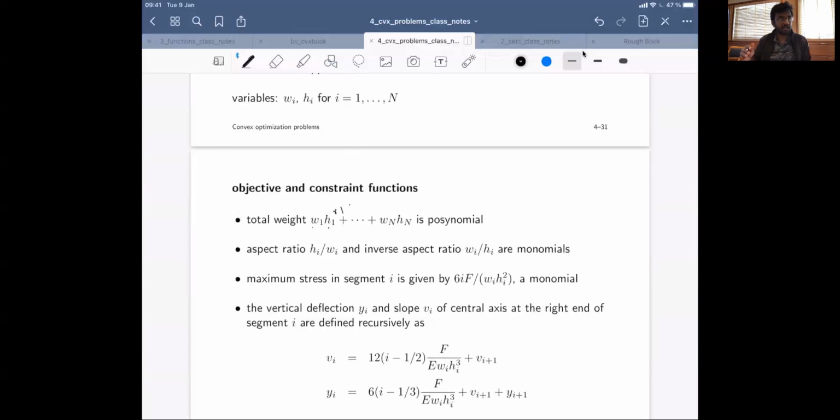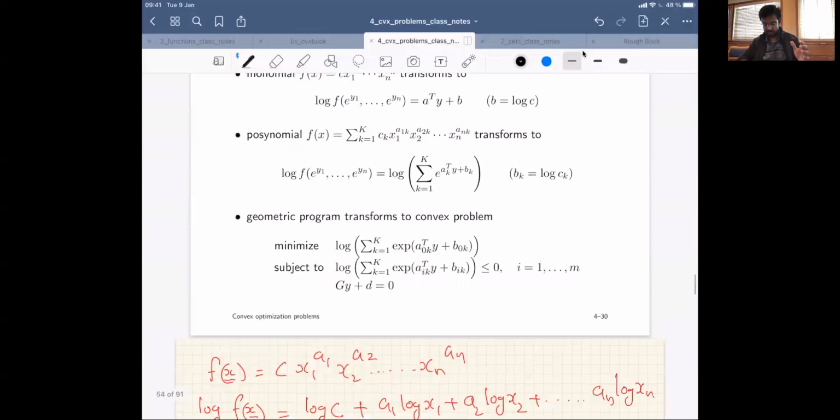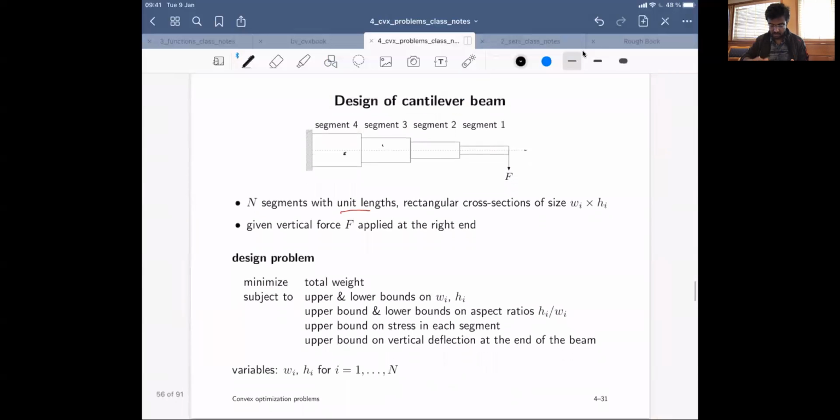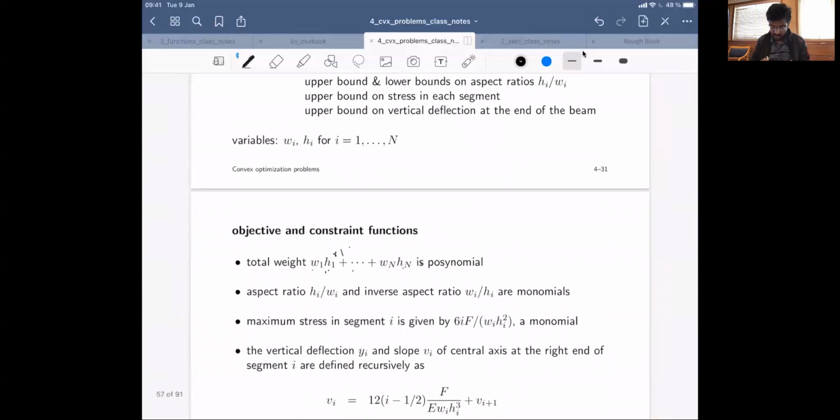You can discard the density because density will be the same in all the blocks, right? We are assuming that we are constructing the cantilever with the same material. We do not change material from here to here, so the density will be constant. So you can say that the weight will be in this form, and that is what you are minimizing.